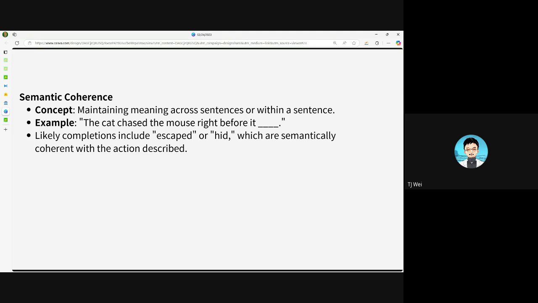So for example, the cat chased the mouse right before it. So what is it? Before it escaped or before it hit? It has to understand the whole meaning of this semantics.